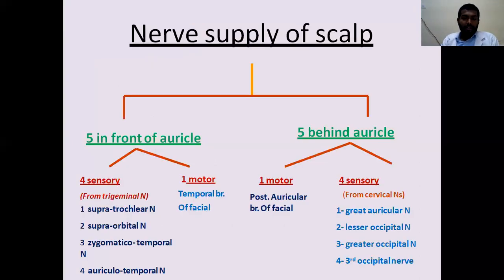Now, among these, 5 in front and 5 behind the auricle, 4 are sensory and 1 is motor. In front of the auricle, what is the motor branch? That is the temporal branch of facial nerve. Now, behind the auricle, what is the motor branch? That is the posterior auricular branch of facial nerve again. The rest 4 of them on front and behind form the sensory nerves. These originate in front from the trigeminal and behind from the cervical nerves.